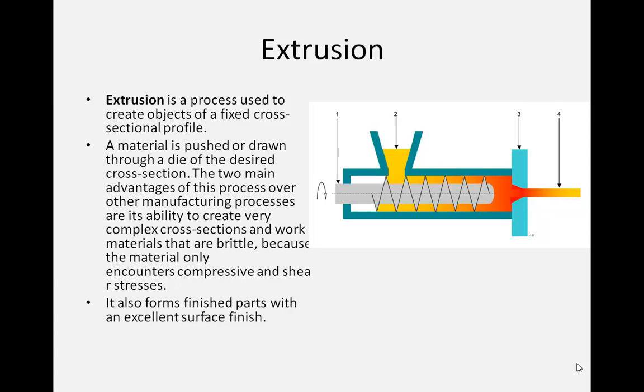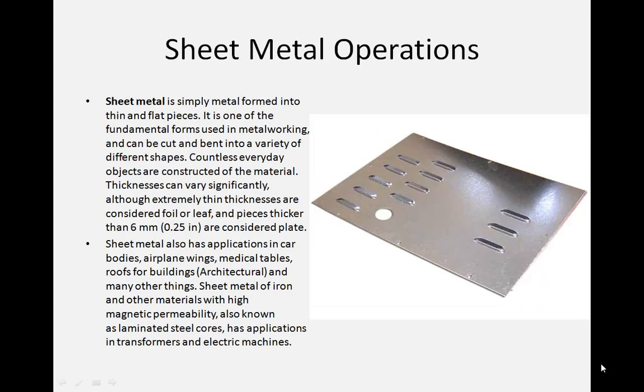Next is extrusion. Extrusion is a process used to create objects of a fixed cross-sectional profile. In this case a material is pushed through a die of the desired cross-section, and the main advantages of this process are, one, that we can create very complex cross-sections, and secondly that the surface finish is excellent.